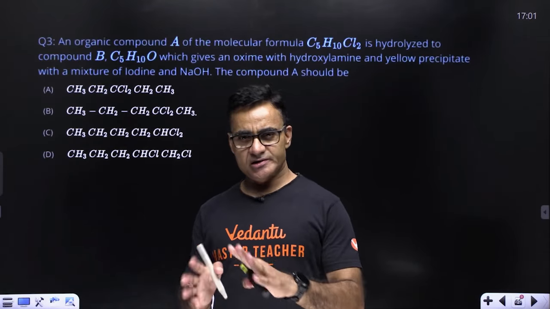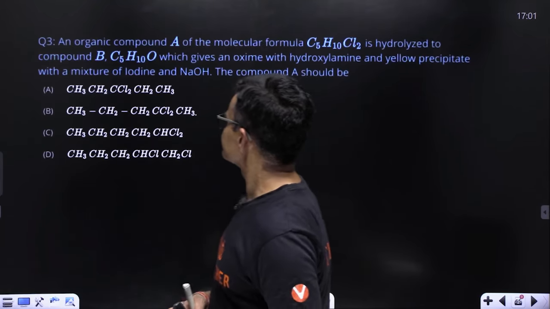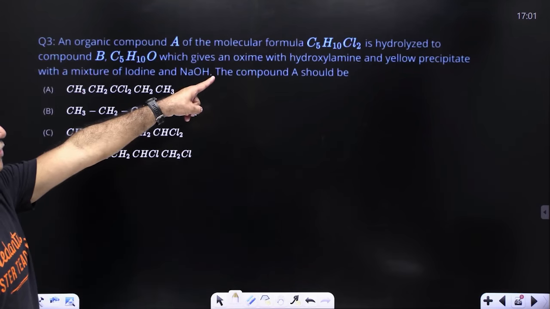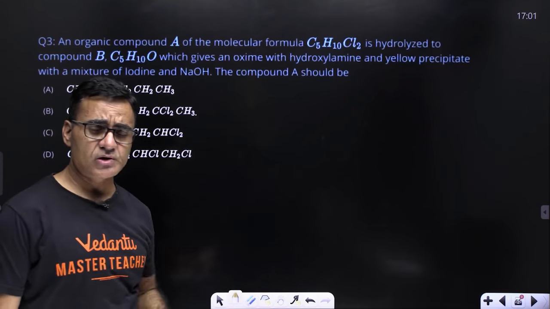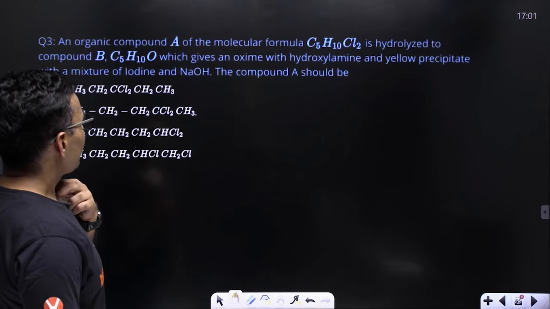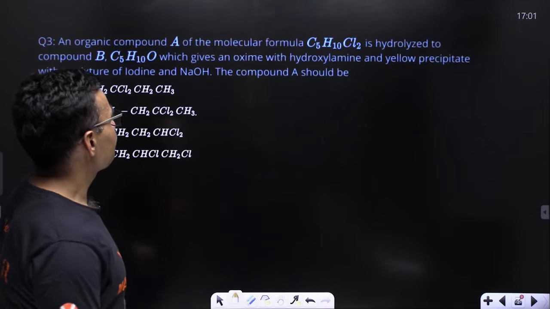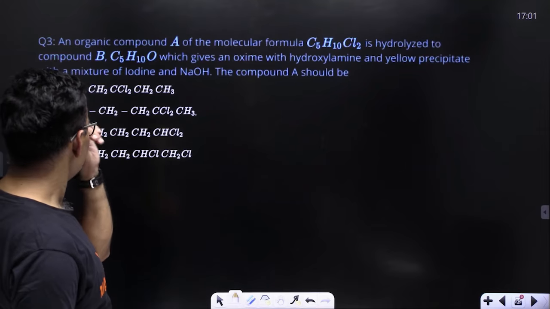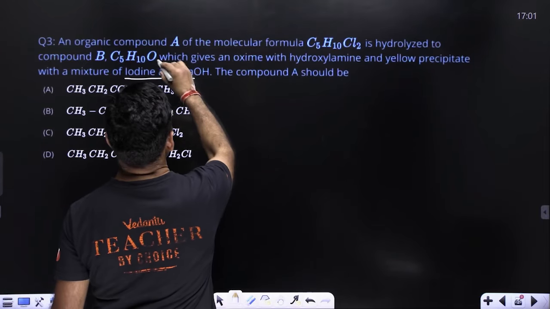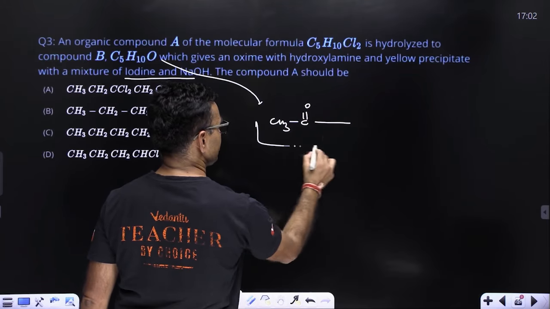This question is another organic chemistry question where you need to identify the structure of A, right? Organic compound A of the molecular formula this, ये dichloro compound है, dichloro compound can be vicinal dichloro, can be geminal dichloro, is hydrolyzed to give compound B which gives an oxime, that means ये ketone हो सकता है, aldehyde हो सकता है, with hydroxylamine and forms yellow PPT with a mixture of iodine and NaOH. This is haloform reaction.